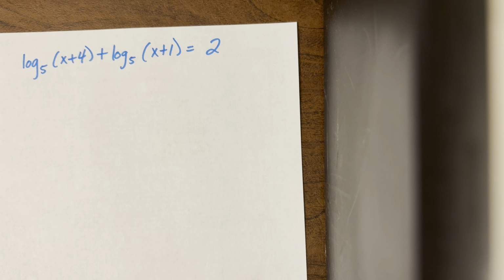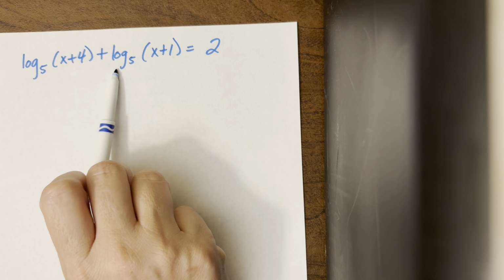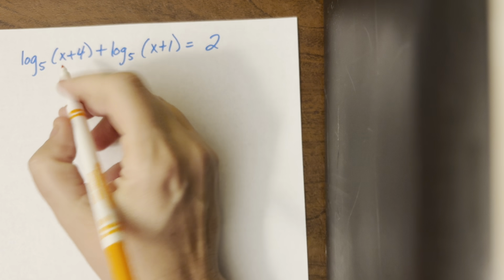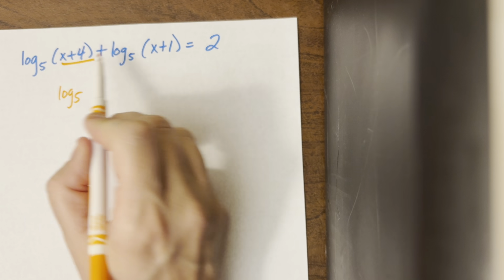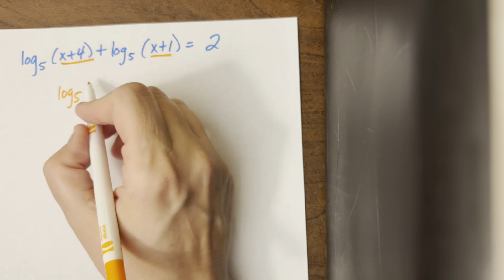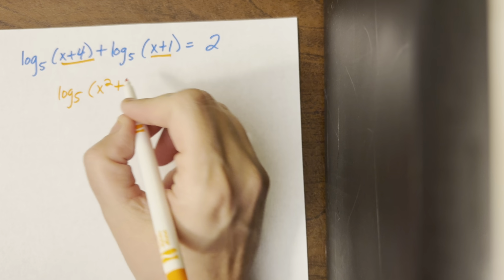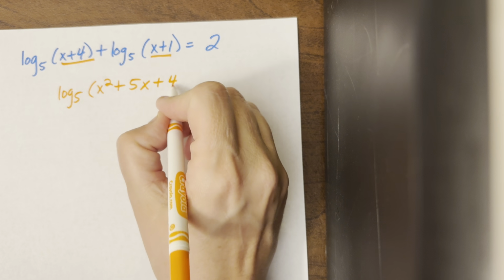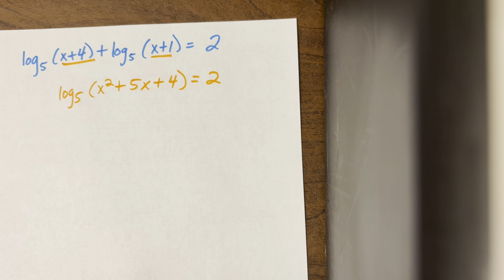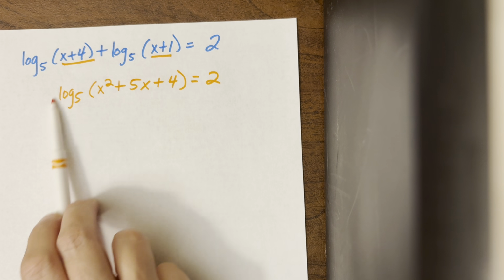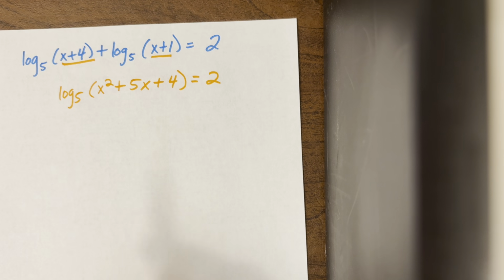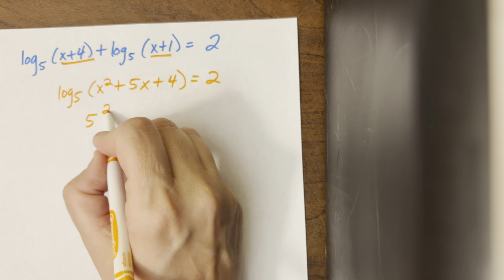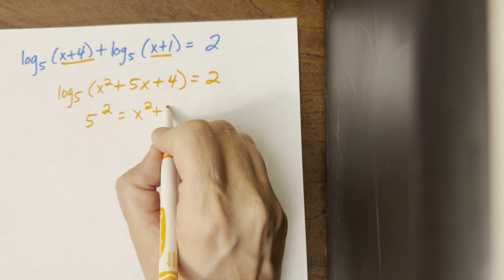All right, look at this foolishness. I have logs on this side, but not that. So I have to condense over here on the left side first. I'll keep my log base 5, and then I know I'm going to be multiplying these two things. I'm gonna FOIL it out, so I'm gonna end up with x squared plus I have a 1x and a 4x, so a 5x in the middle, and then 4 times 1 is 4 at the end, and that equals 2. Okay. The log expression is isolated, even though that's kind of disgusting. We're gonna go ahead and convert it to exponential form. The base is 5, the exponent is 2, and that's equal to this whole thing, x squared plus 5x plus 4.